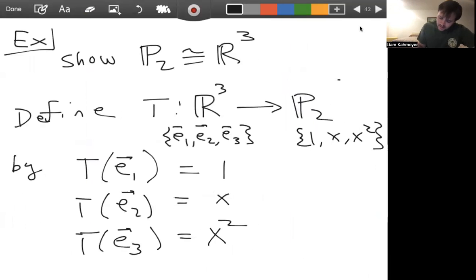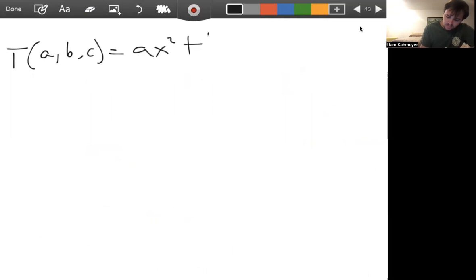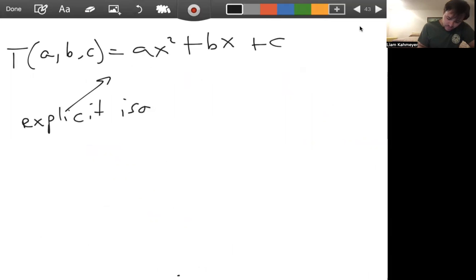That is, we can explicitly describe the transformation from R3 to P2: T of (a, b, c) is equal to a x squared plus b x plus c, right? This is an explicit isomorphism of R3 and P2.